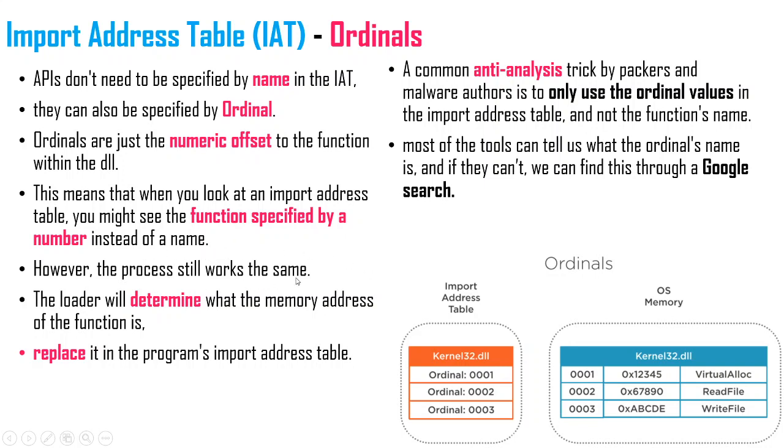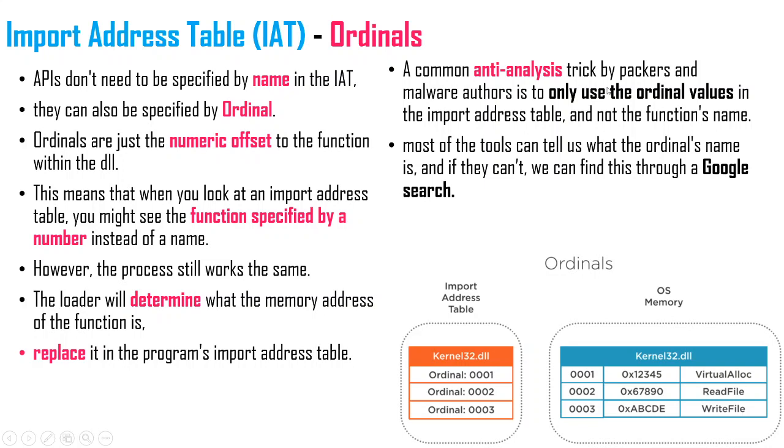However, the process still works the same. The loader will determine what the memory address of the function is and replace it in the program's import address table. By looking at the OS memory, it knows which entry it has to replace in the import address table, by mapping the ordinal number. VirtualAlloc is the function already loaded at this memory position, mapped with ordinal 001, and it is easily mapped here in the import address table too.